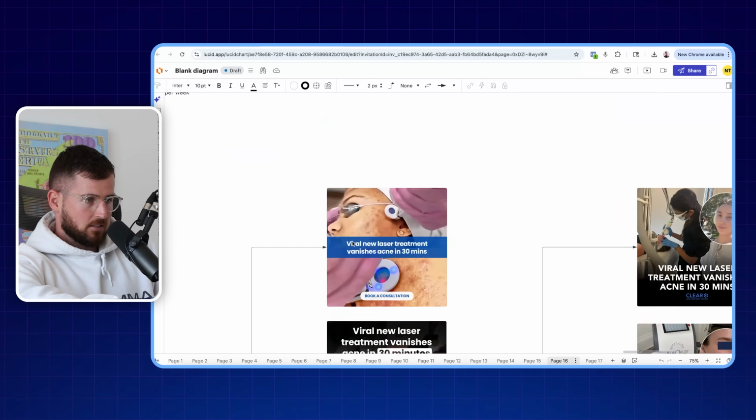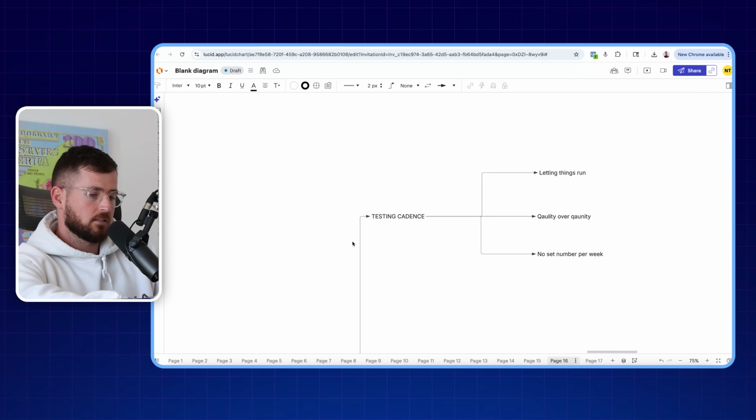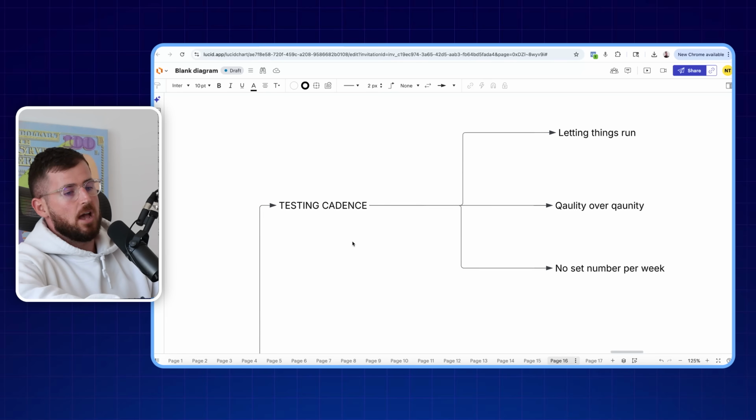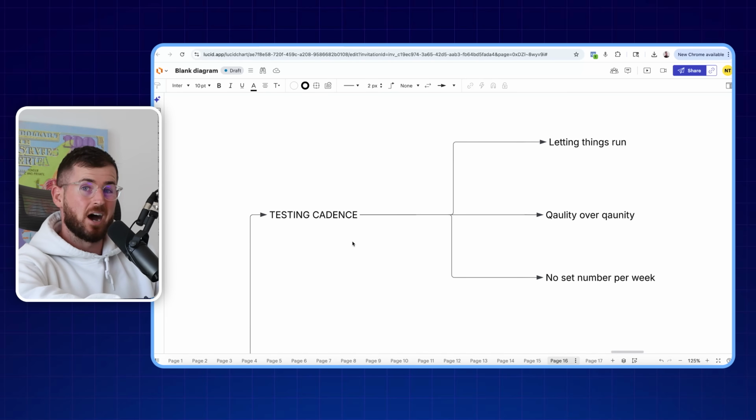Now, lastly, testing cadence that a lot of people are questioning. How many new ad sets per week? How many new creatives per week? To be honest, it doesn't matter. I'm going to be very straightforward with that. It does not matter at all.